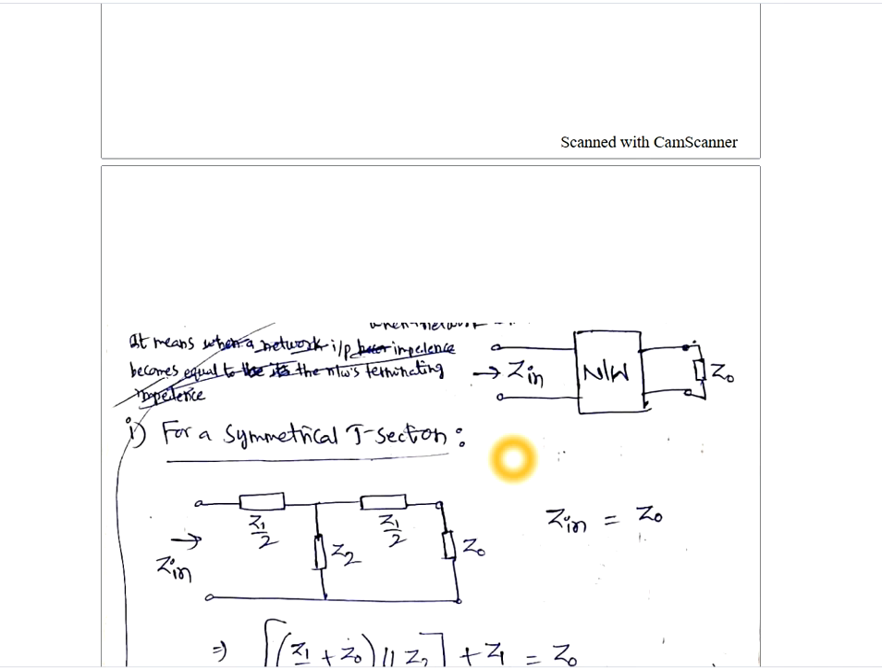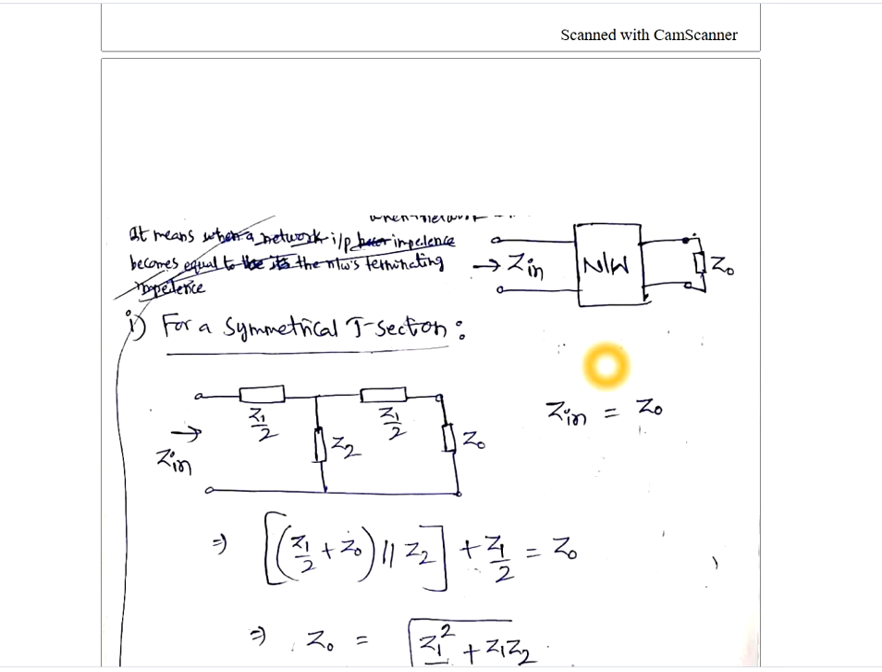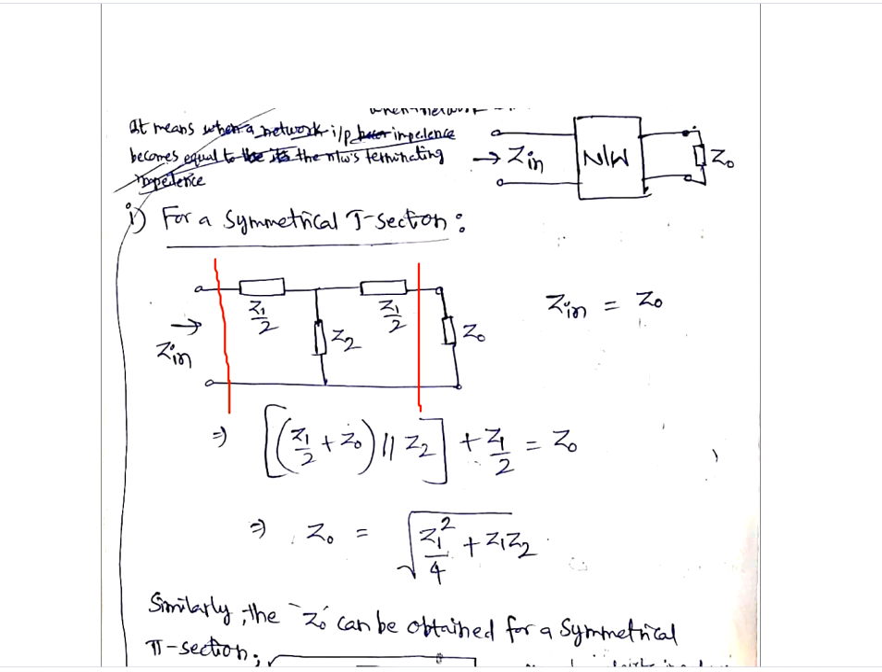Fine, right? So now for a symmetrical T section we will be deriving it. So this is Z0 and we have a symmetrical T section. Note that here I am not considering them as Z1 and Z1. I am considering them as Z1 by 2 and Z1 by 2, just to make the overall series impedance Z1. And the shunt component impedance is Z2. For this symmetric T section, Z0 is the terminating impedance and Zin is equal to Z0. So this condition will be used here for deriving Z0, right?